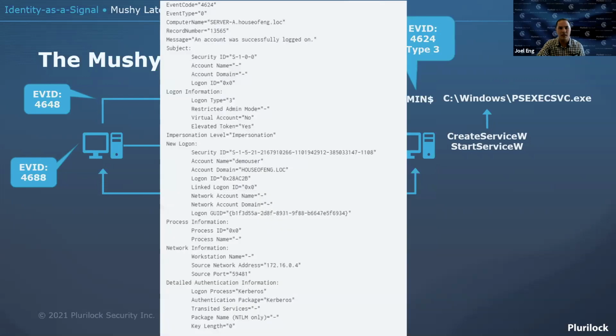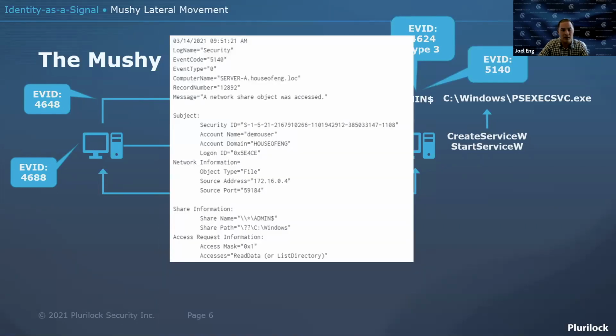On the other side, you're going to see a 4624 type 3 impersonation event. And this is important because, again, this actually tells you the source network address. So you now know that this was in fact a remote connection and somebody is impersonating you, which is not necessarily a bad thing. We'll talk more about impersonation here in a second. The next thing you're going to see is a 5140 because psexec is connecting to a network share.